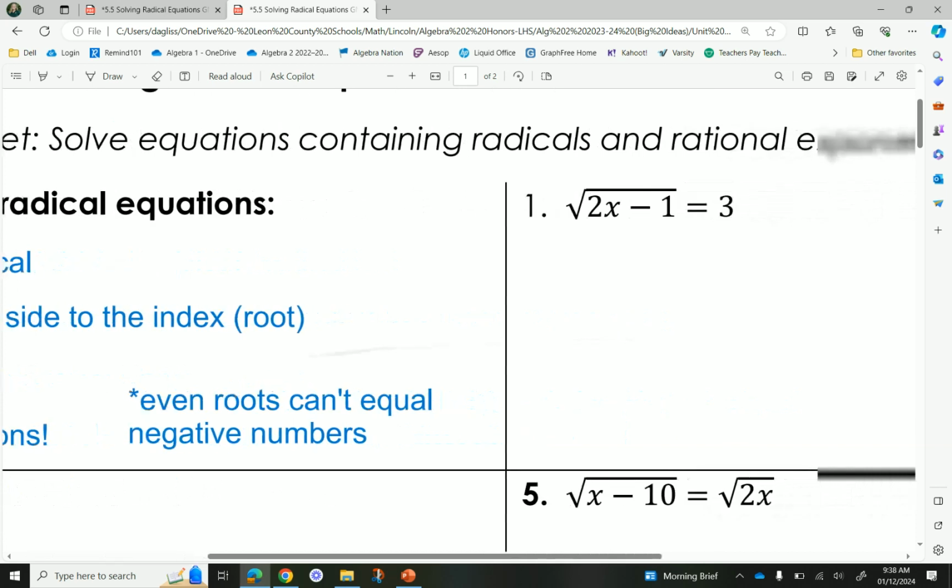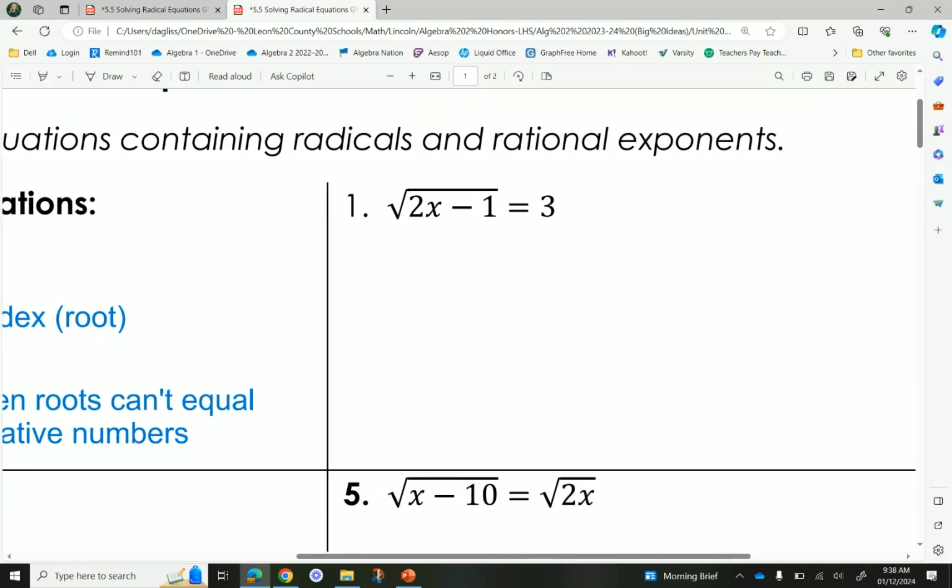Cool, let's do it. Start with our first one. We have the square root of 2x minus 1, and we have it equal to 3. Step 1 is to isolate my radical. It's already by itself. Nice. So let's move on to step 2. We need to raise both sides to the index. What index are we going to use? 2. So we're going to square both sides because we had a square root. Doing that's going to eliminate this radical. We have 2x minus 1, but now we're equal to 9.